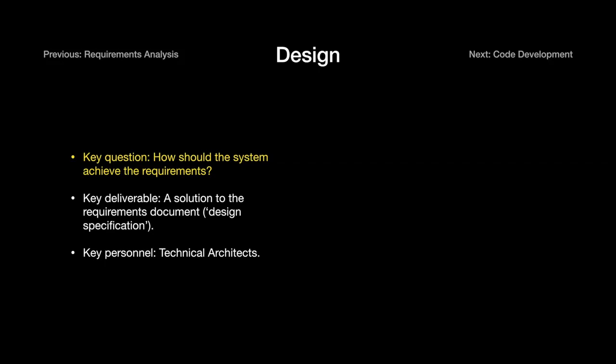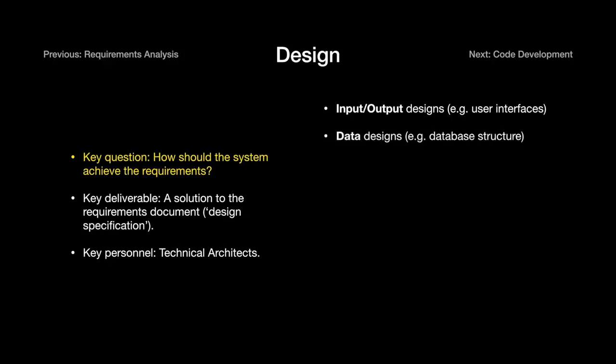Like requirements, there are many different ways to formally represent designs. Generally speaking, there are 4 high-level areas. Input-output designs, which describe the program interfaces. Data designs, which describe the data storage structure. For instance, the structure of tables and rows if we're using a relational database.